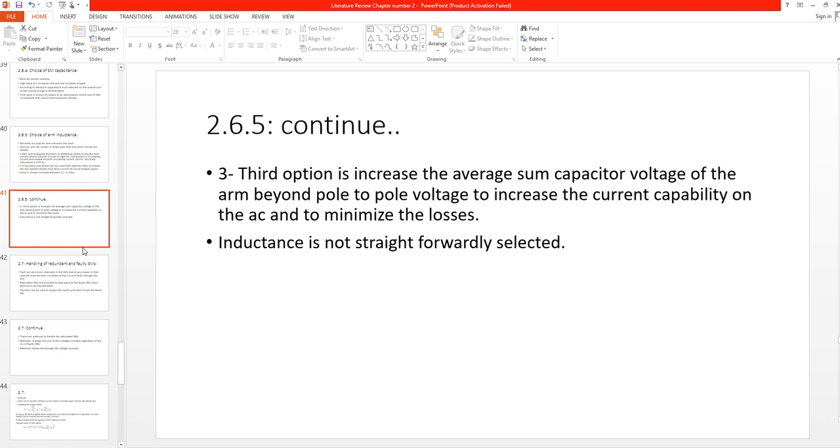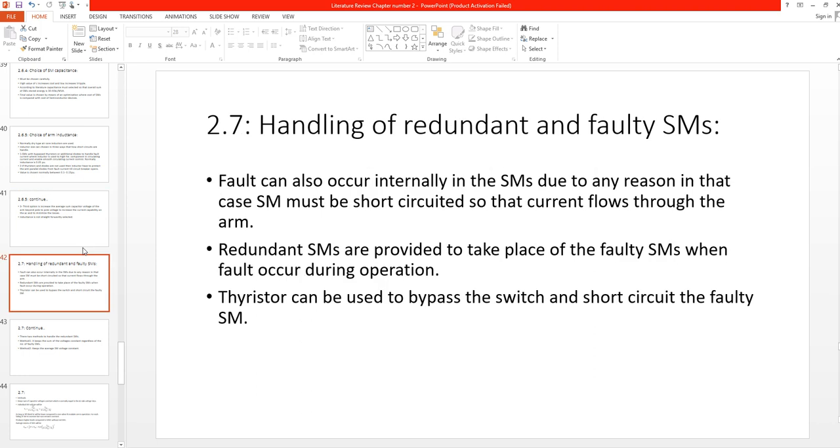Now this is the beauty of the modular multilevel converter, that whenever any submodule fails, there is a submodule present that takes the place of the faulty submodule, and that feature is called redundancy. And we have to handle these redundant submodules. So we will discuss in the next video how the redundant submodules are handled.